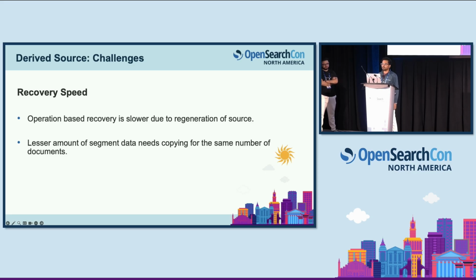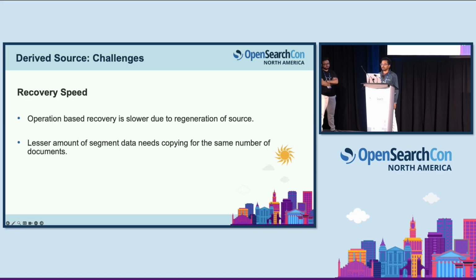So file based recovery can be much faster given that there are a lot fewer segments, and those segments are also very small in size compared to the normal flow, because now we have removed the source field, which was taking a significant amount of space. So in operation based recovery there are two flavors to it.